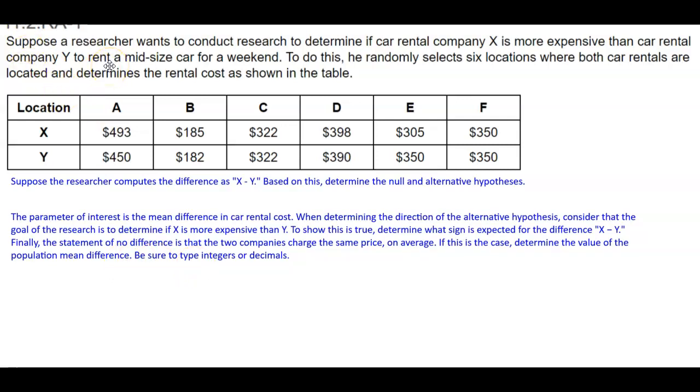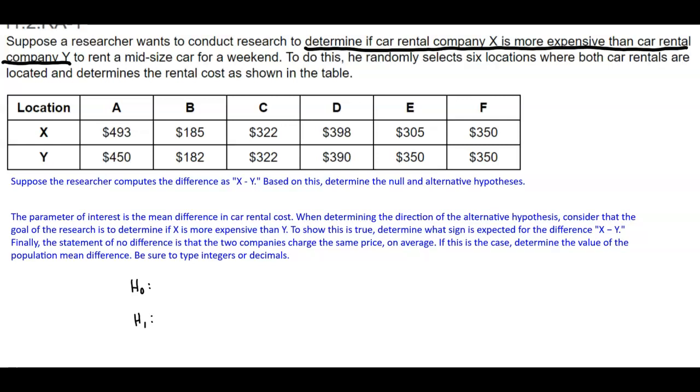So in this example, it's already telling us what the claim is at the very beginning. It's saying to determine if car rental company X is more expensive than car rental company Y. So we should be able to determine what is the null and what is the alternative.